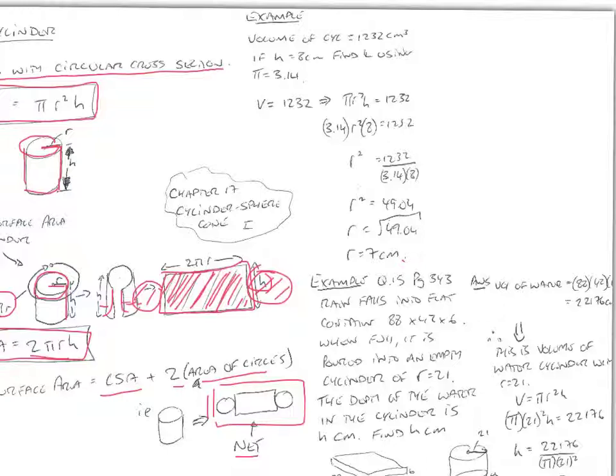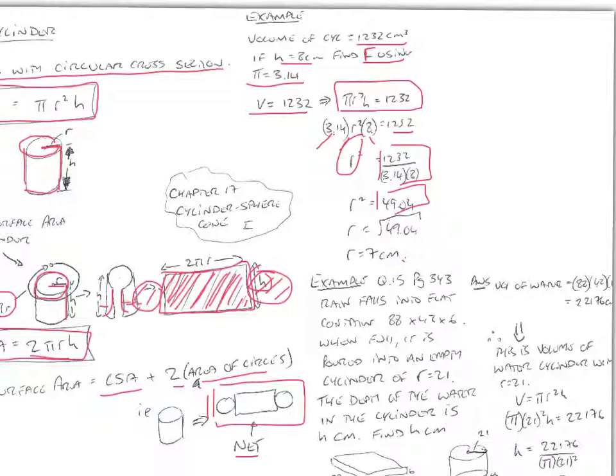So here's an example. The volume of the cylinder is 1232 centimeters cubed. h is 8. Find r, the radius, using pi is 3.14. So the volume is 1232. Pi r squared h is the volume of a cylinder, is equal to 1232. So we put our values in, 8, and we don't know what r squared is. So r squared must be this divided by 3.14 by 8. r squared is equal to 49. r is equal to the square root of that, get the square root of both sides. r is equal to 7 centimeters.